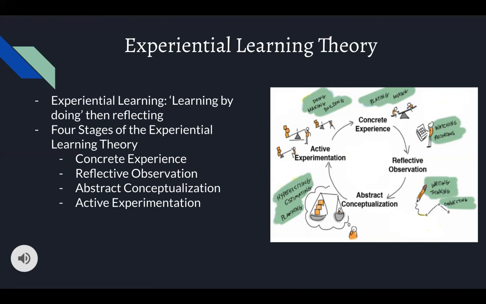For one of the next parts of the cycle, we have reflective observation. Within reflective observation, students are able to reflect on the previous experience that they had. They can identify maybe some connections, some inconsistencies, or possible alignments between the experience and the previous knowledge that they may have had.